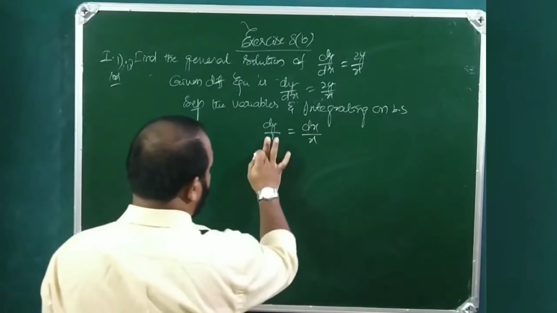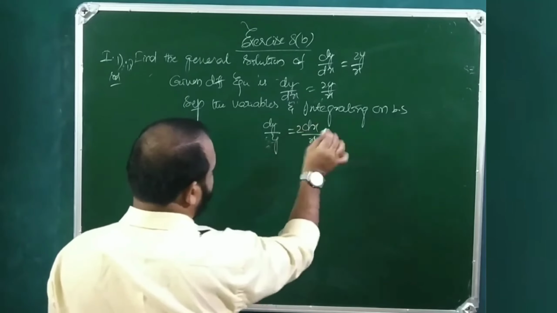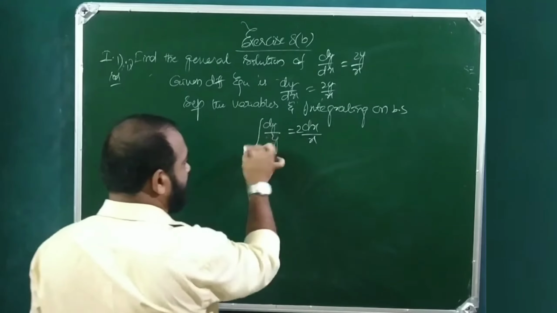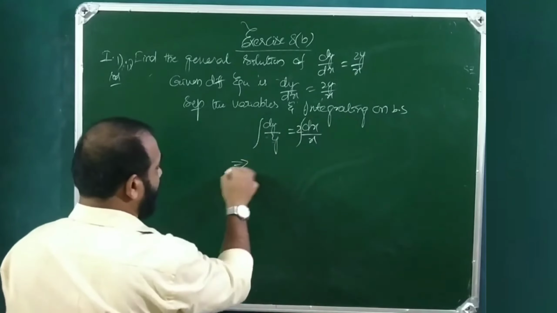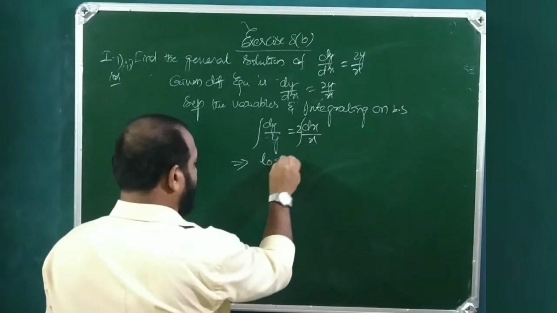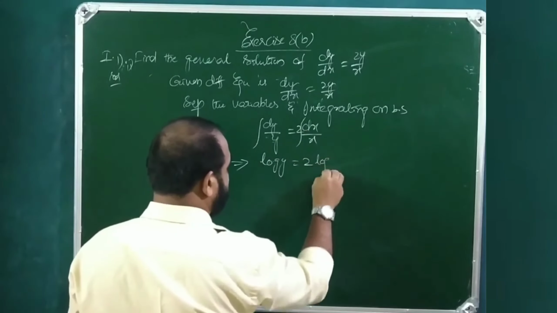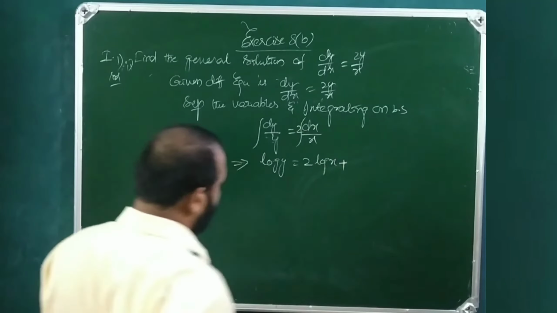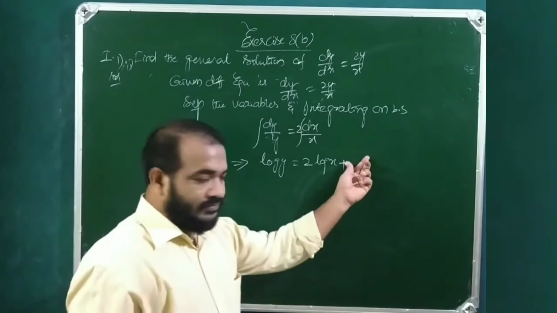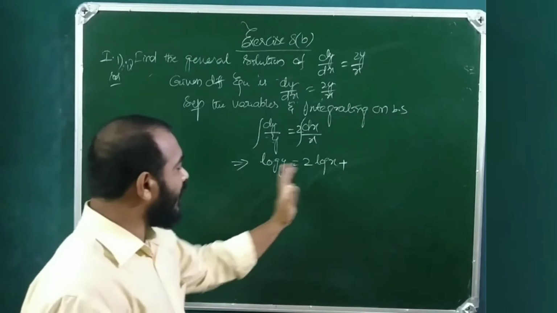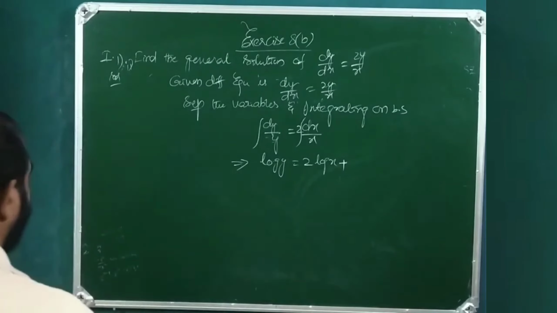Otherwise dy by y equals 2 dx by x. We can write it in any way. Integrating on both sides, 1 by y dy is log y, and 2 into 1 by x dx is 2 log x plus c. The constant of integration may be added on any one side.